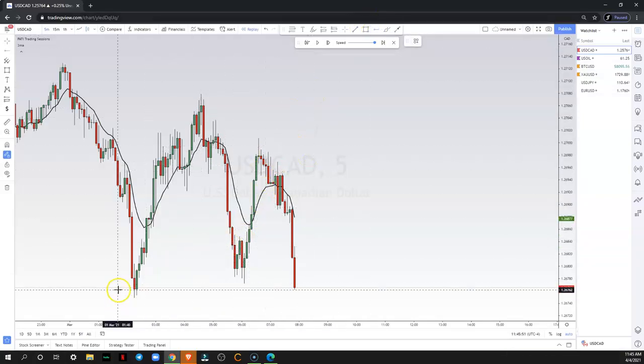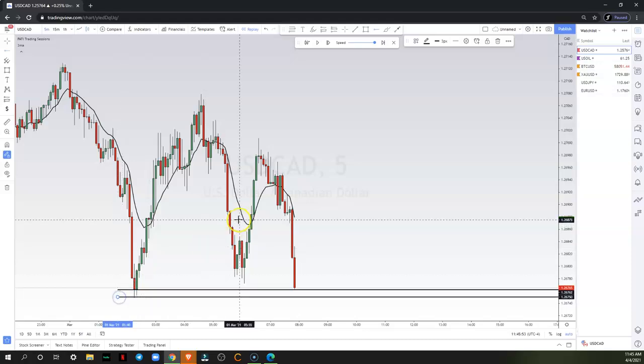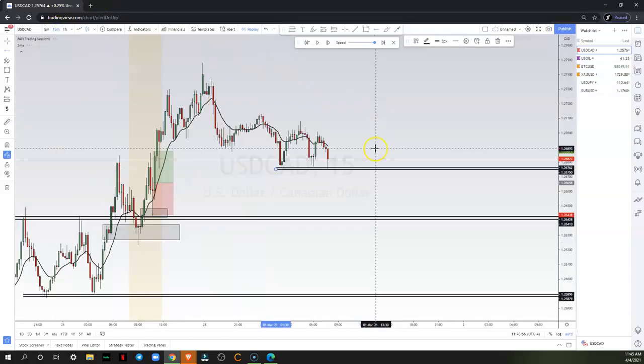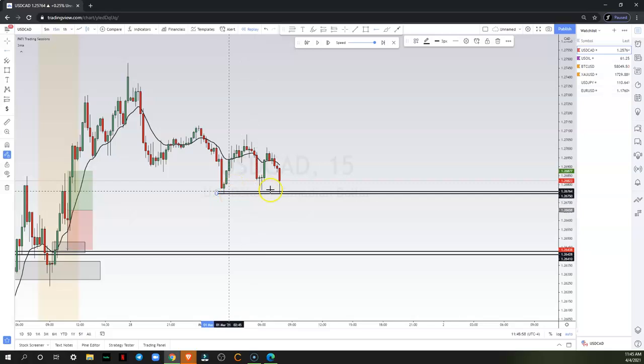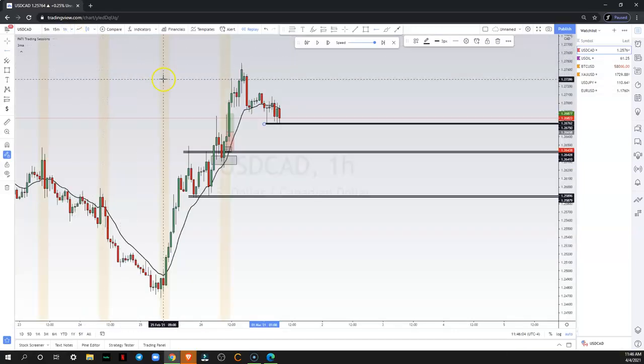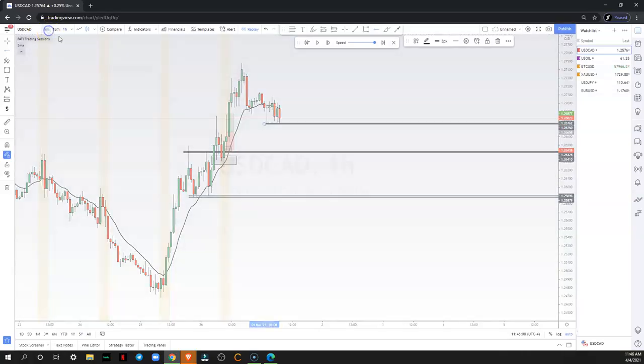So we're gonna have this marked up. Okay, let's look at the 15 minutes, see what it's looking like. Yeah, this looks like a key support area. Let's go on a 1 hour. Yeah, it's definitely breaking down. Doesn't mean it's a downtrend. We just have to see what the 5 minutes is looking like.